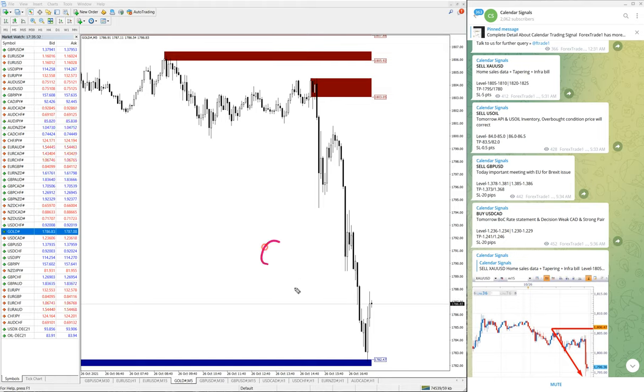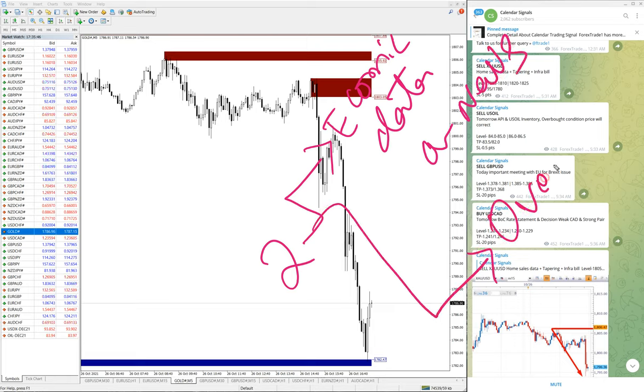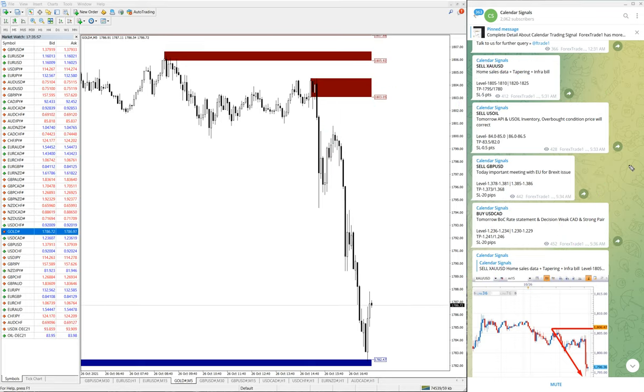So we are considering two aspects. One is the economic data or news, and then the second aspect is oversold or overbought conditions. Based on these two reasons, we are giving the signal by ourselves on any particular pair.